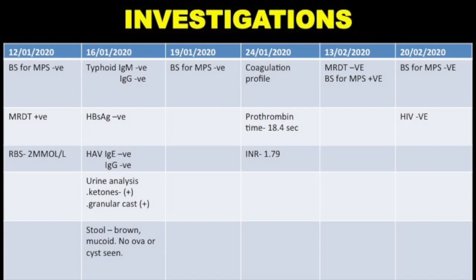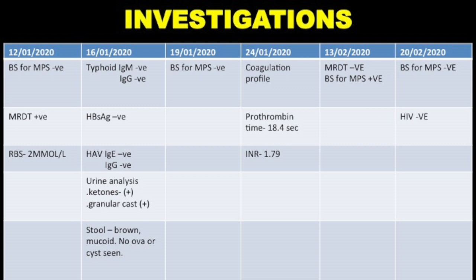So we have done a myriad of investigations for this child. So when the child came on the 12th, when we did the blood slide for malaria parasite, it was negative, but the MRDT was actually positive. Now, if you realize that when the child came, he had a Glasgow Coma scale of 11. So when the random blood sugar was done, it was at 2. So the child was given 10% dextrose.